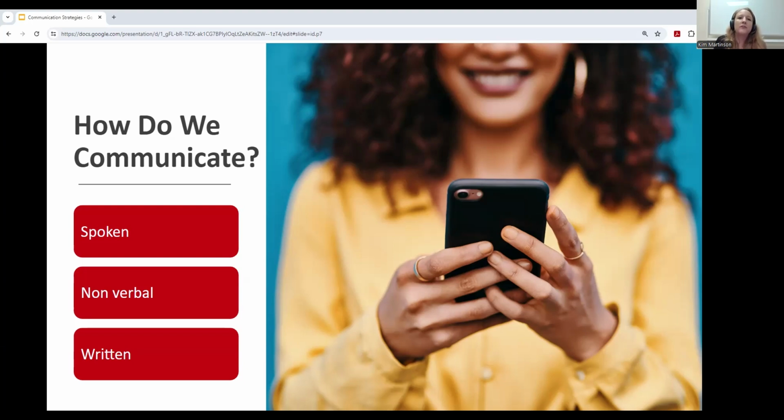Examples of these are folding your arms across your chest, rolling your eyes, tapping your feet, having a hunched posture, eye contact or lack thereof, your clothing, gestures, etc. That's nonverbal. And then there's also written. Communication can take place through your text messages, emails, or any other form of written communication.